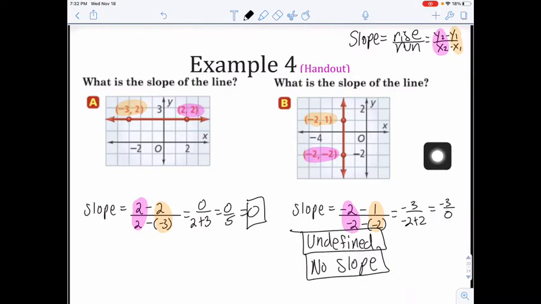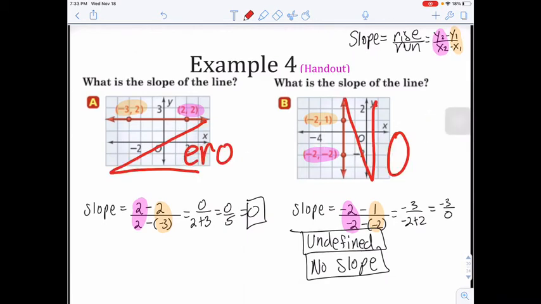Now the final way that you can solve these only works for these two types of lines. So this is a little shortcut that only works if you have a horizontal or vertical line, and it helps you remember which one is 0 and which one's no slope, because that's a little tough to remember if you didn't want to do the steps. So here's a shortcut. If you have a horizontal line, you can make a big Z and spell 0, which goes with our 0 slope. If you have a vertical line, you can make an N to spell no, for no slope.